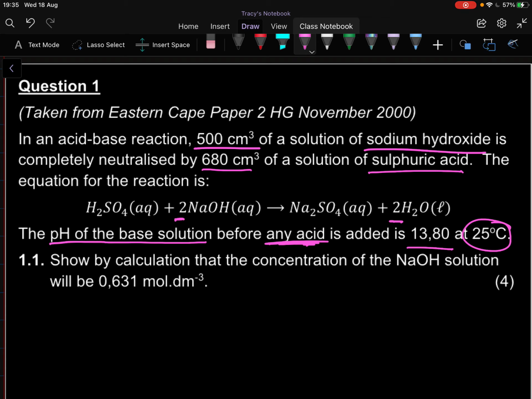Now they say to you, show by calculation that the concentration of the NaOH is 0.631 moles per decimeter cubed. Usually at this juncture, if we want concentration, we would need mass, which we don't have. We are asked to prove that this is the concentration. Now what they have given us is the pH, and they told us it's 13,80.